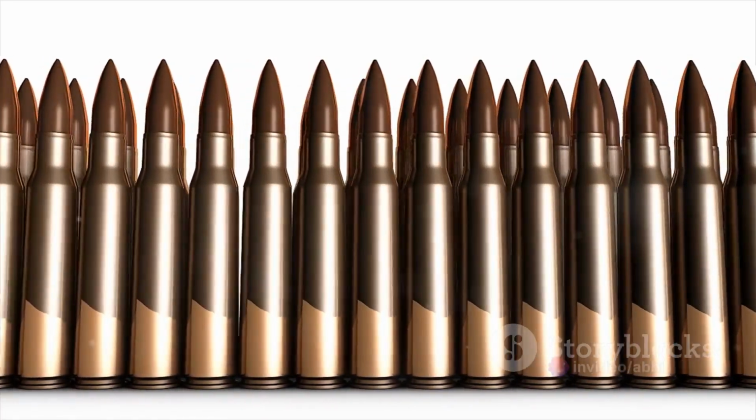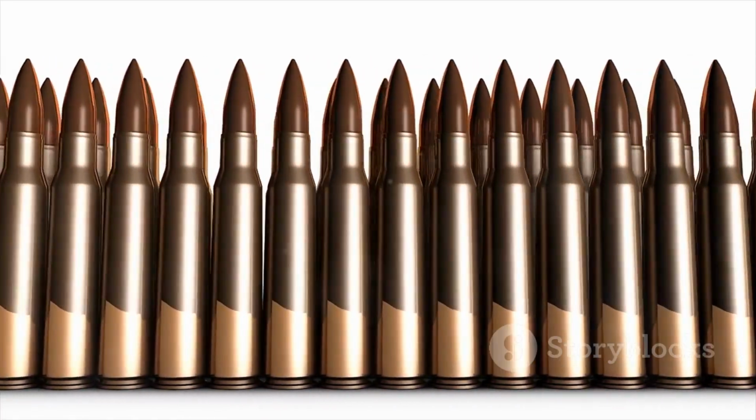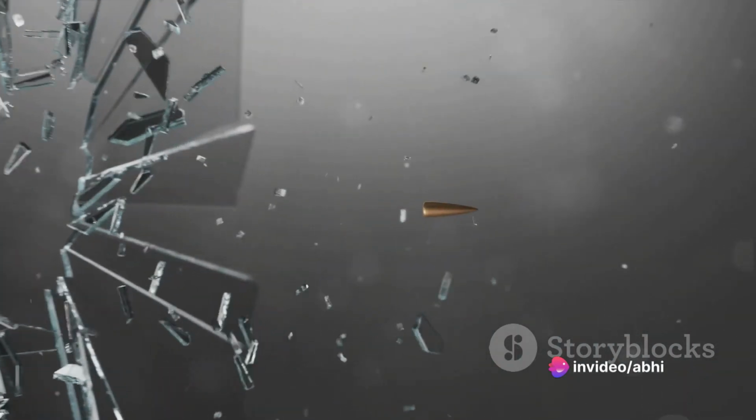But what about our other question? Why can a bullet so small and light cause such significant damage? This is because even though the bullet is light, it moves at an incredibly high speed and thus its momentum is high. This is why a bullet can penetrate surfaces and cause damage.